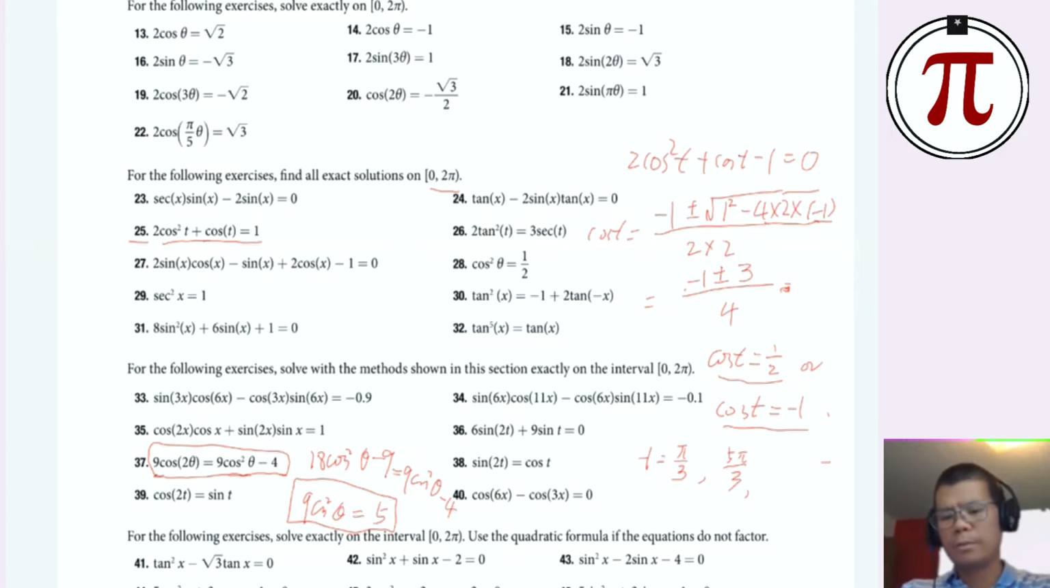Now what about cosine of t equals -1? That's going to be pi. Between 0 and 2 pi, that's going to be pi. So those are the three values.